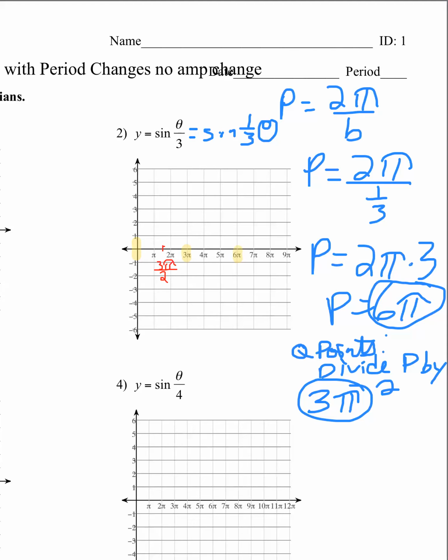Okay, and now I need to do the same thing. There's going to be a point right here. That's going to be my next quarter point. So it's halfway in between 3 pi and 6 pi. Well, couldn't I just average 3 pi and 6 pi together? So 3 pi plus 6 pi is 9 pi divided by 2. 9 pi over 2. Oops, my pi got a little messed up there. Okay, so those are the important points. So I'm just going to put, let me highlight those also.